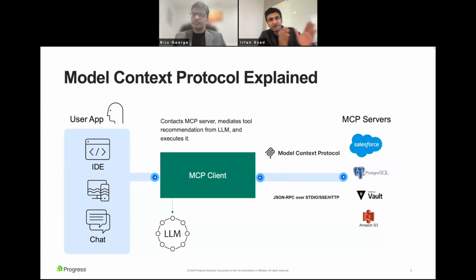And now, then we have MCP client. MCP client, just like any client server, interacts with the server, executes a specific functionality, and retrieves the data. And then we have user applications. User applications are browser-based applications, IDEs, chats, whatnot, anything.